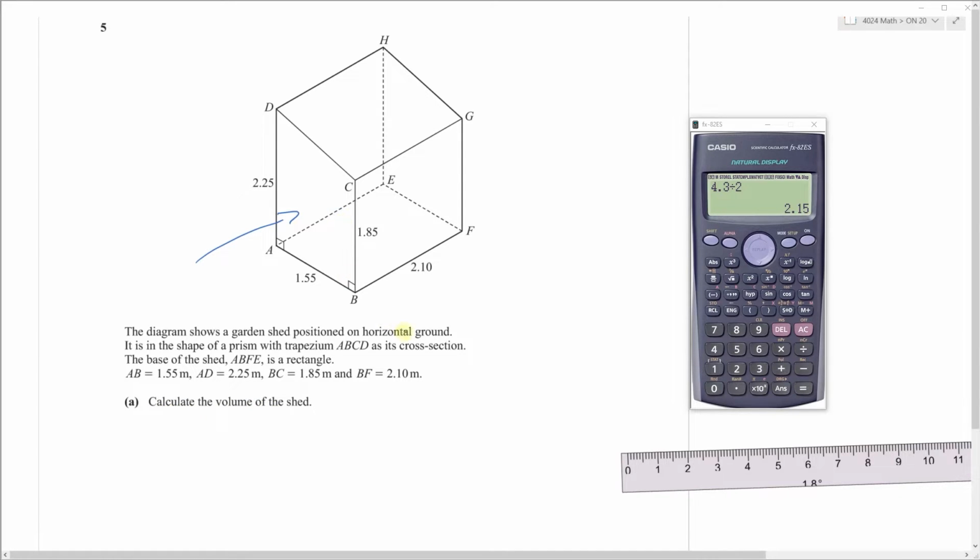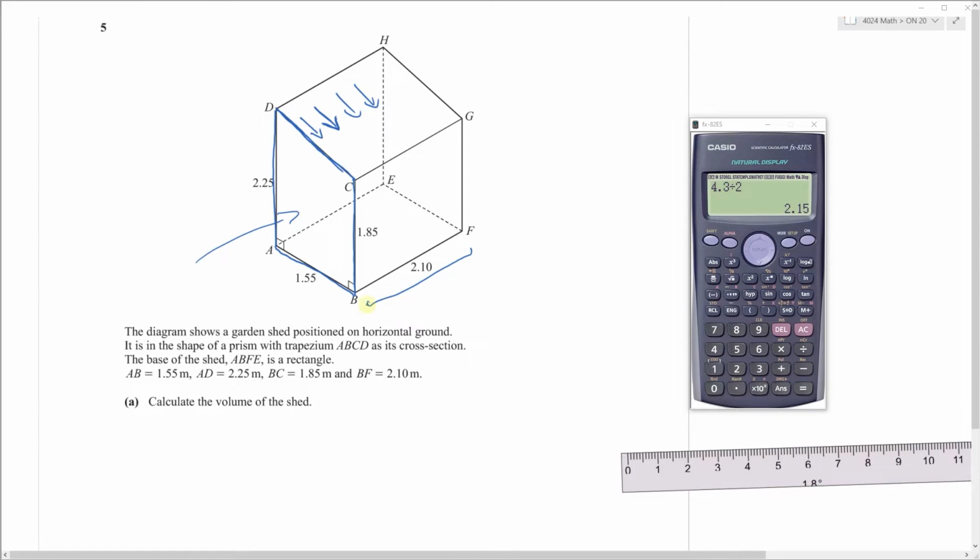Since this is a trapezium, which is the cross section for this shed, ABCD is a trapezium. That means the roof of this shed is a slope or slanting. So this is a slanting slope downwards. If you look in 3D, this point D will be higher than this point C. So this is not a horizontal roof, it's a slope. So your cross section is this trapezium ABCD. If you look at this trapezium ABCD as a cross section, then this becomes your height of this shed.